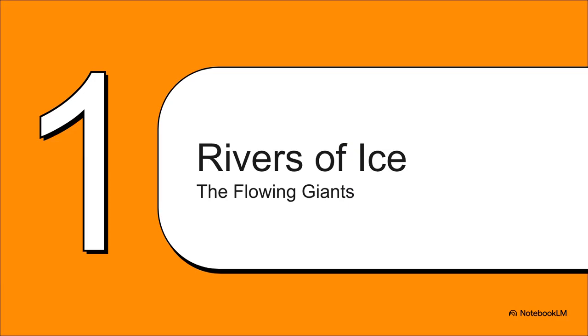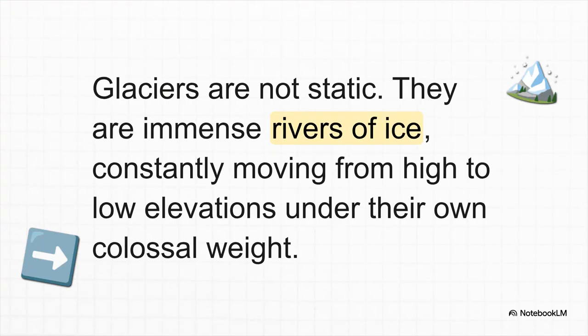All right, so how exactly does this time machine work? It all starts with a fact that sounds a little, well, wrong. The fact is, glaciers are basically rivers of ice. Yeah, they aren't just giant frozen blocks sitting still. Glaciers are these immense rivers of solid ice, constantly flowing from high elevations down to low ones, all under their own colossal weight. It's a lot like a river of water, just moving in super slow motion.